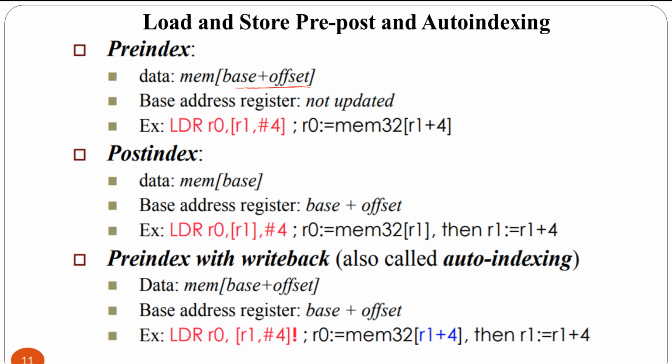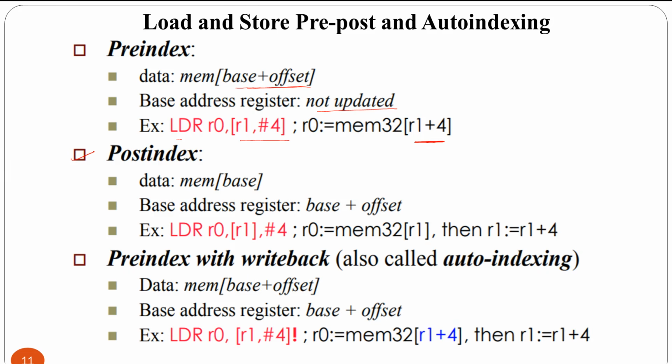Okay, so the base address register is not updated. So here is one example, load register R0 with the value at R1 plus 4, which we have studied in the previous slide. Okay, so your R0 will be loaded with the data at the address corresponding to R1 plus 4. It is called pre-index. Why is it called pre-index? Because before loading the value inside the register, the offset is added to the base address. Okay, that's why pre-indexing.